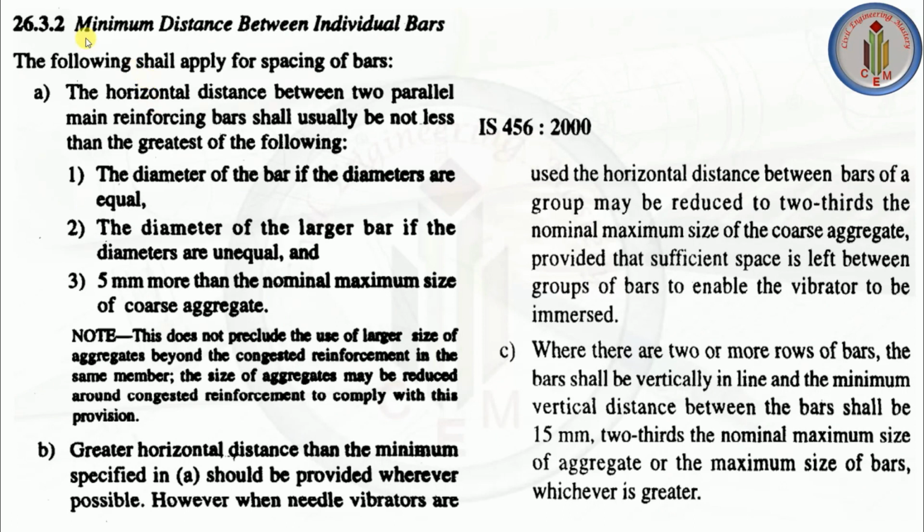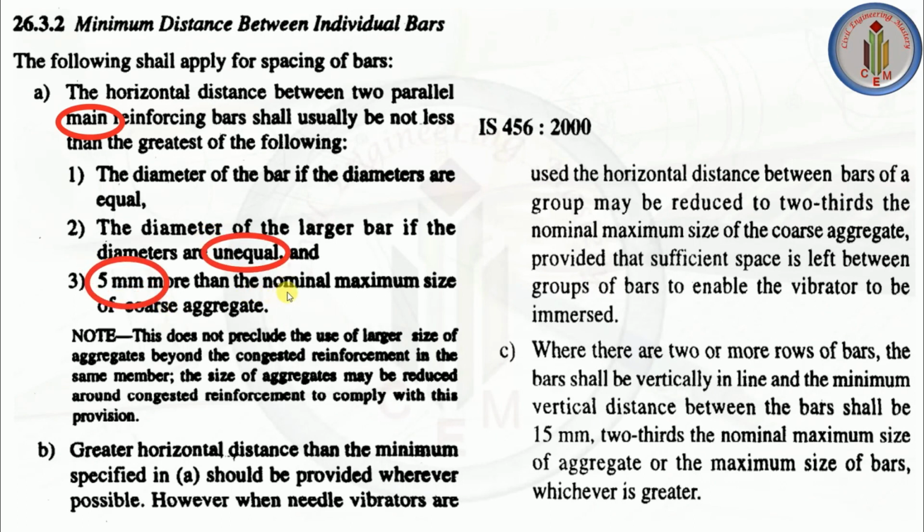So this is the clause which is given in IS 456-2000, minimum distance between individual bars. The following shall apply for spacing of bars. The horizontal distance between two parallel main reinforcing bars, you have to note that it is for main reinforcement, shall usually be not less than the greatest of the following. Let's see what are all the factors. First one is the diameter of bar if the diameters are equal. Second one is the diameter of the larger bar if the diameters are unequal.